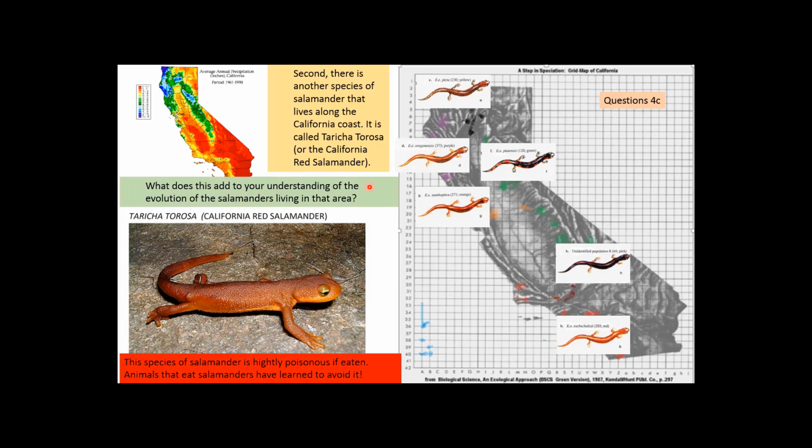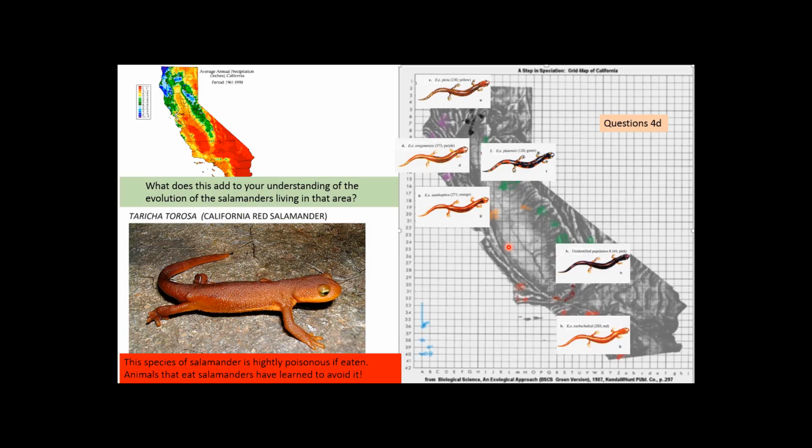what does this add to your understanding of the evolution of salamanders living in this area? So if these two salamanders are living side by side, on the coast all the way down, how does that help us understand what happened if this salamander was here and now these are more red-like? Okay, why would that be? All right. So the distribution of salamanders is slightly different from the east to the west. Okay, so question 4D, which is our last question.